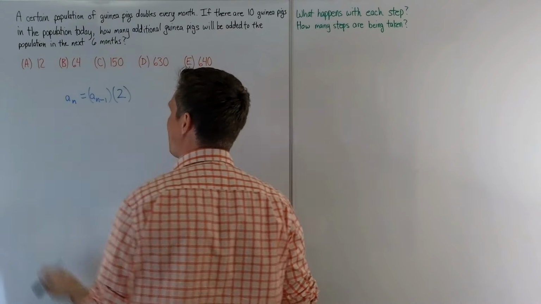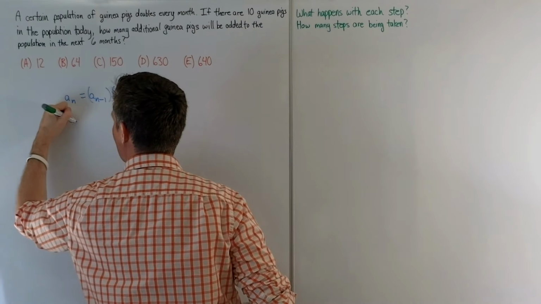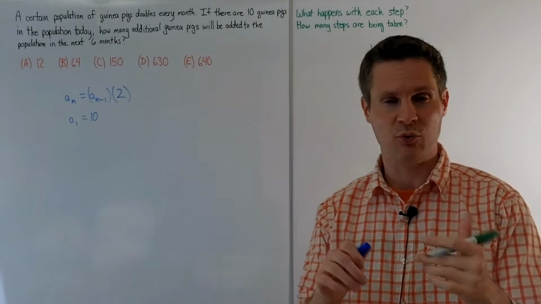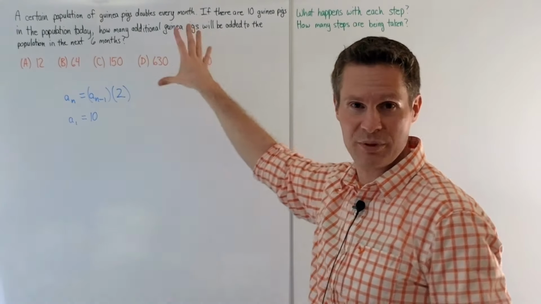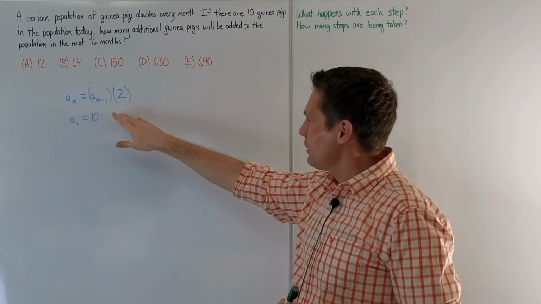So going to take that times 2. All right, with that in view, we also know a sub 1 is going to be 10, if we represent a sub 1 as the number of guinea pigs that we have at the very beginning, at our starting point. So with that in view, what do we know?